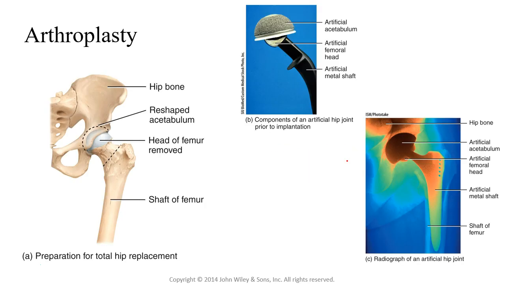Arthroplasty, we are replacing a joint. So this is a quick look at the hip joint. This is an artificial acetabulum, and then the head of the femur, femur neck, and an artificial shaft of the femur.